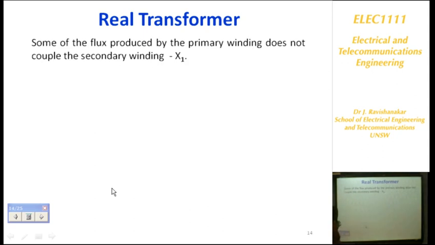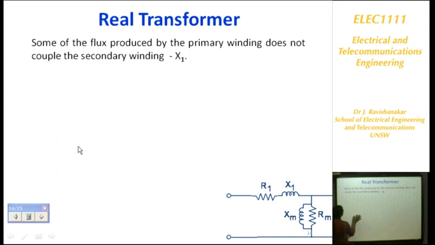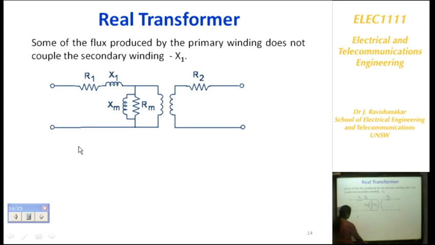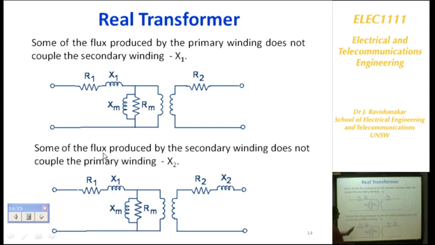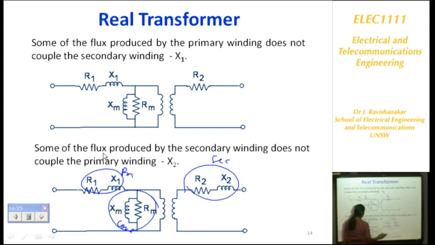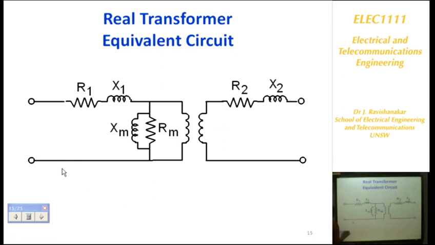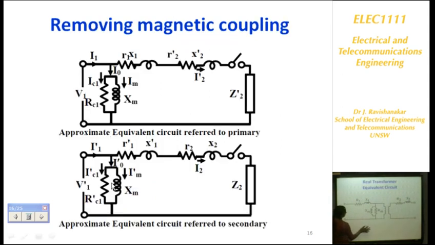The same thing here: some of the flux is produced by the primary winding. You can see here that usually the core comes near the winding, so under approximate conditions this can be put here on the other end. So this will be the circuit of the transformer. As you have seen, this represents the core, this represents the primary, and this is the equivalent circuit.